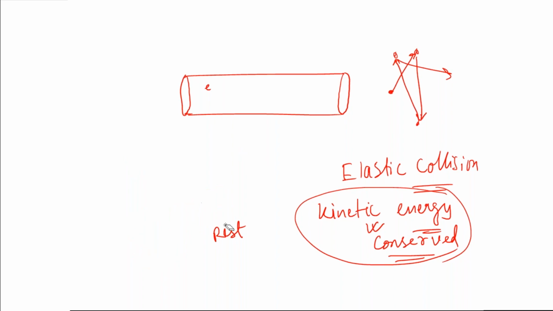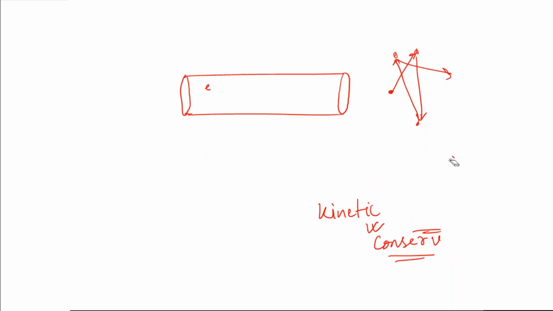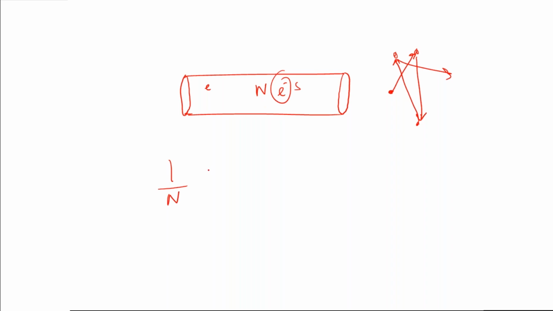But velocity is a vector quantity, and if its direction is random, then consider the average. Suppose I have n number of electrons. The average of the velocity of all the electrons, i goes from 0 to n.